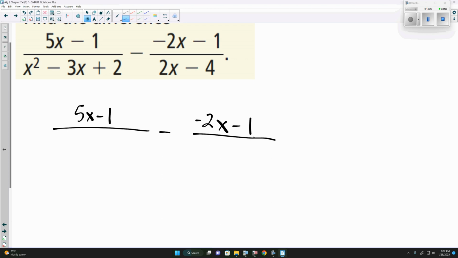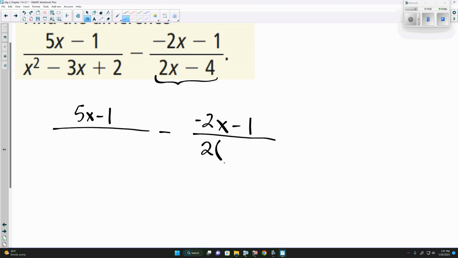So we can go on and write the two fractions, and set a place for them. We won't put the denominators in yet because we do need to factor those. Because once we factor them, we'll know what we need to multiply them by so that the denominators are the same. So 2x minus 4, I think, is the easier of the two because that is the greatest common factor of 2 that we can factor out.